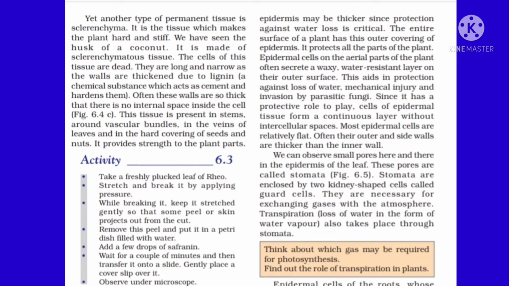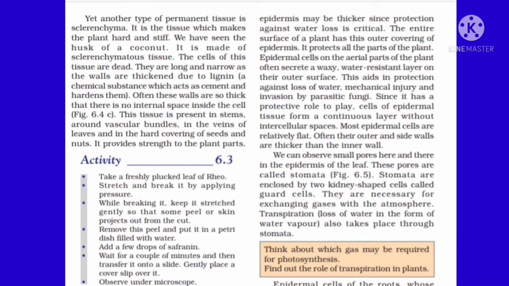Before moving on to complex permanent tissue, let us have a small concept, that is epidermis. What is epidermis? Our body is covered with skin. This is called the epidermis of our body, whereas in plants also a thin layer covers the whole body of the plant. That covering layer is called the epidermis of the plant. It is generally made up of a single layer.